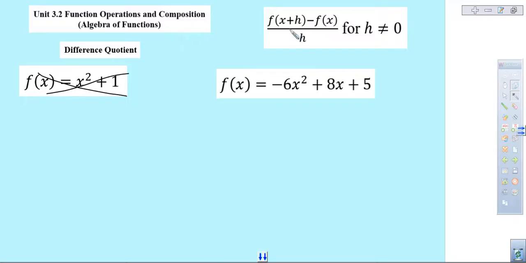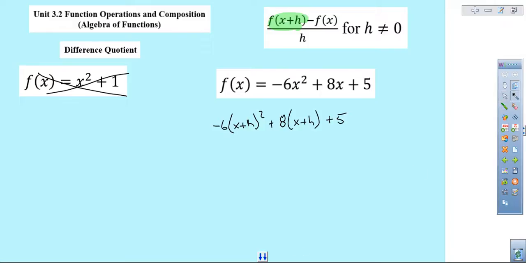So we're going to do the f of x plus h first. So that becomes negative 6. We replace the x with x plus h squared, plus 8, we replace the x with x plus h, plus 5. Okay, so what we just did was this portion right here. We took the function and we evaluated it for x plus h.